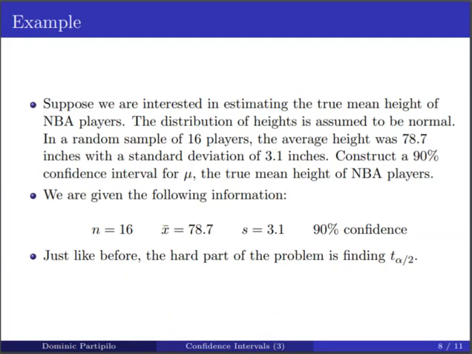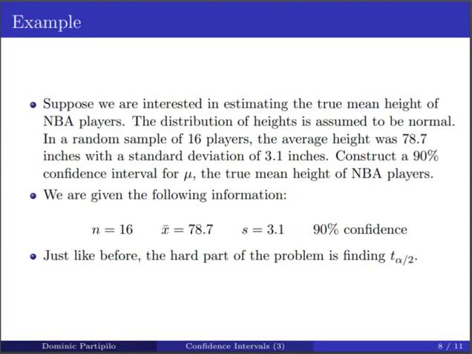So let's look at an example. Suppose we're interested in estimating the true mean height of NBA players, and we're going to assume the distribution of heights is going to be normal. So in a random sample of 16 players, the average height was 78.7 inches with a standard deviation of 3.1 inches. So what if we wanted to construct a 90% confidence interval for mu? And mu in this case is the true mean height of NBA players.